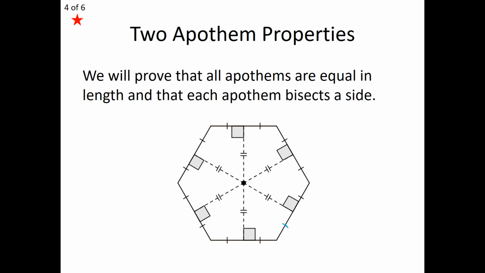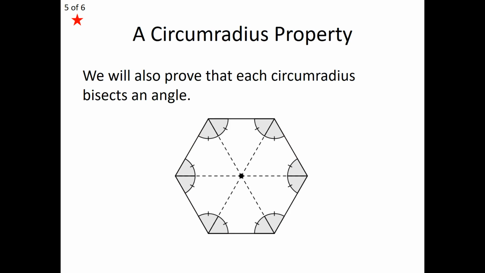Now, there's one more property that we're going to be proving, and that deals with the circumradius. As it turns out, when you produce a circumradius from the center to any one of the vertices of our regular polygon, that circumradius is going to be an angle bisector. It's going to cut that vertex angle in half. In our diagram, again, let the hexagon be our template. If we pick any one of the angles formed at the vertices of our regular hexagon and produce the circumradius from the center to that point, it cuts that angle right in half.